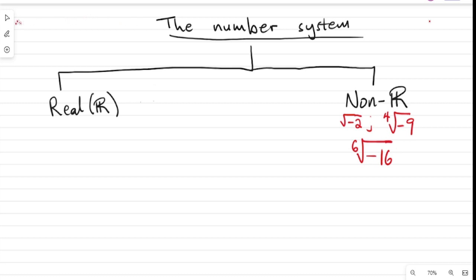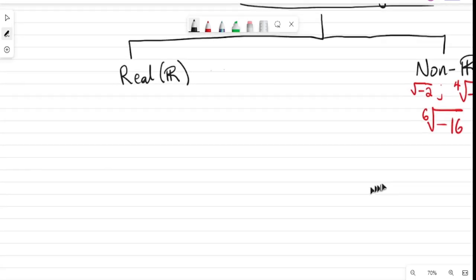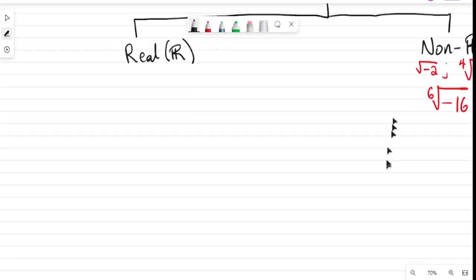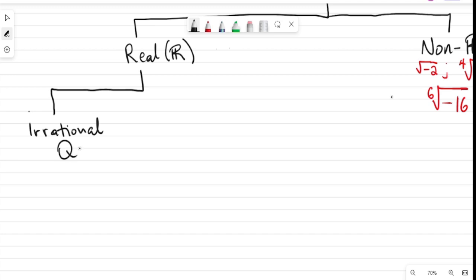And then let's go back to the real numbers. Now under the real numbers, we get two different types of numbers. This family is gonna grow, guys. For the real numbers, we get two groups of numbers here. The first one is gonna be your irrational numbers. Now I'm just gonna explain what I mean by irrational numbers. For irrational numbers, we use the symbol Q with an apostrophe.